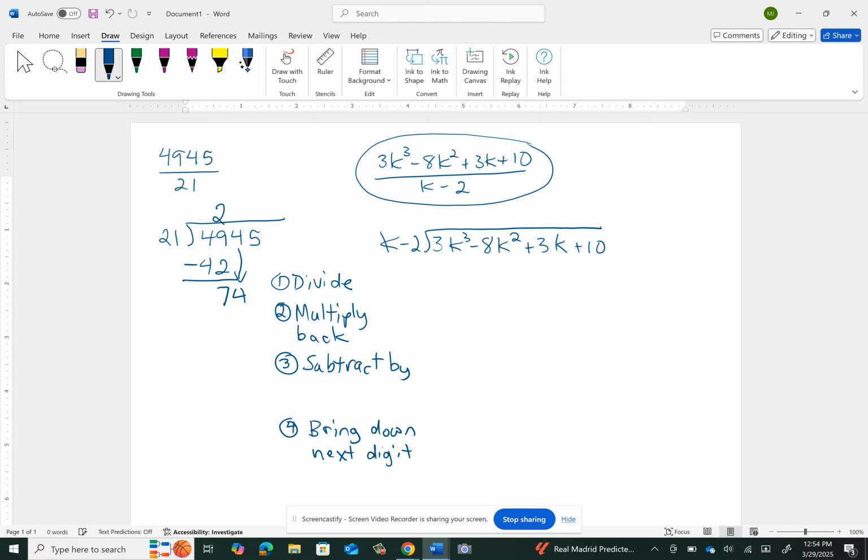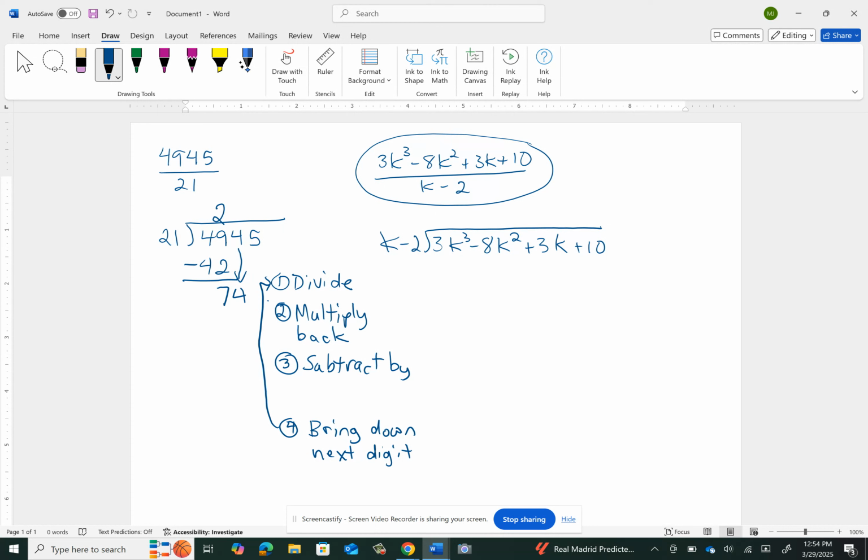Which was bringing down the 4. And then what we would do is just repeat those steps. We'd go all the way back up here and do that again as many times as is necessary. So let's try this with the variable expressions.